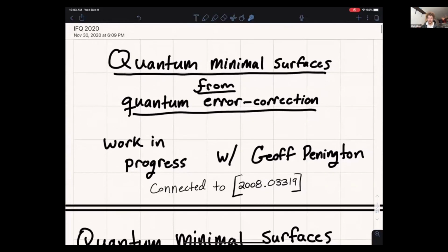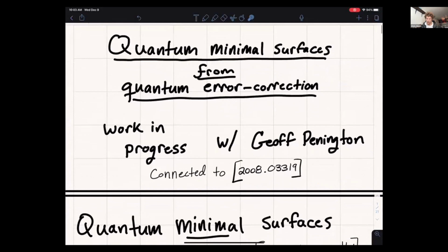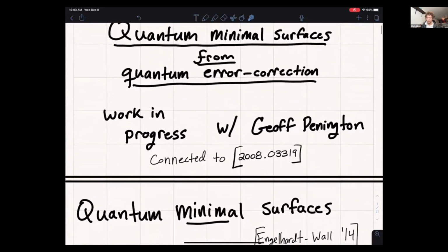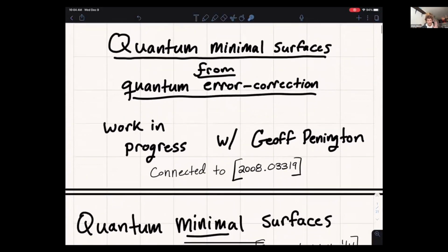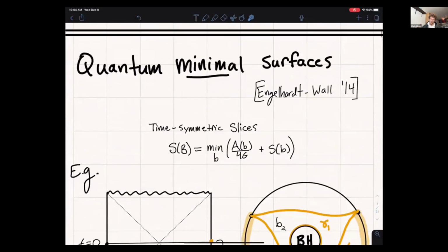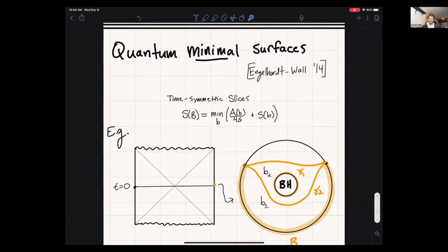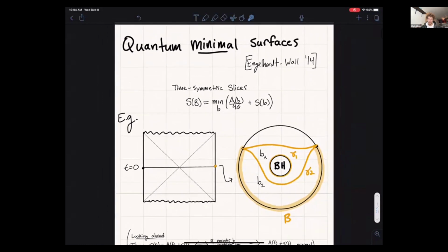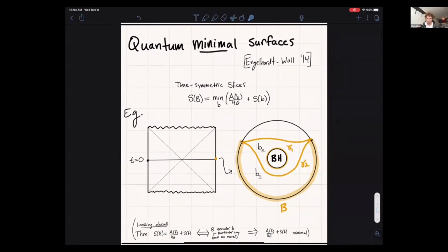I'm very excited to tell you all about this work in progress with Jeff Pennington. This is some work that is deeply connected to our paper from August, and I hope to mention throughout exactly what the connections are. So first, quantum minimal surfaces, what are those? We don't usually say that phrase. I just mean a restricted setting in which we would apply the quantum extremal surface prescription.